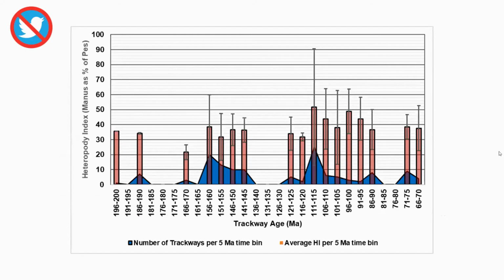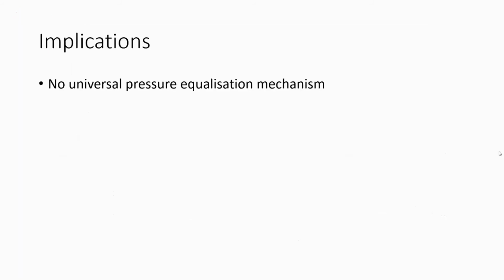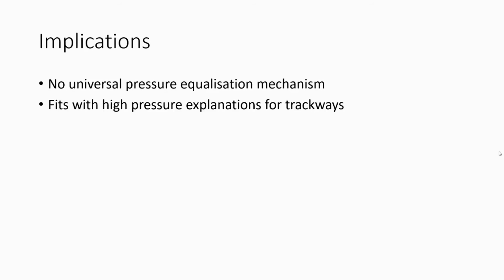Center of mass looking like it's not connected to heteropody in sauropods either. So what are the implications of this? If there's no universal pressure equalization mechanism, this does fit with high pressure explanations for trackways. So things like Manus-only trackways, which are a phenomenon in the fossil track record. One of the explanations for these is that there's just higher pressure underfoot in the forefoot.